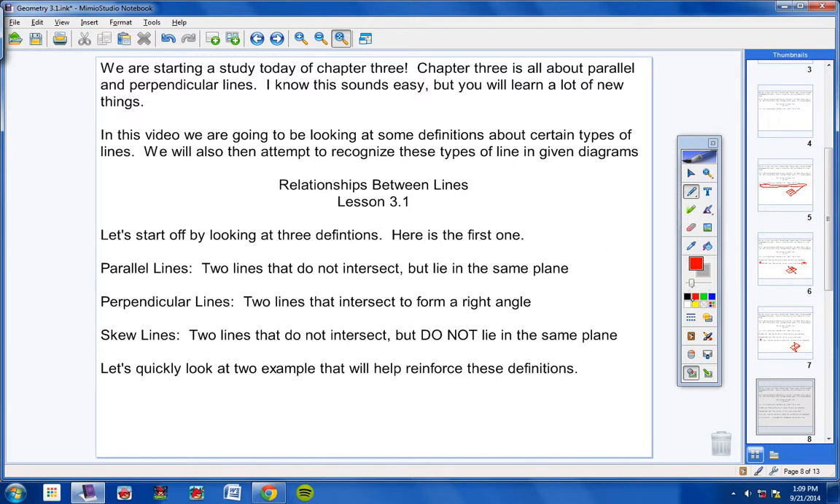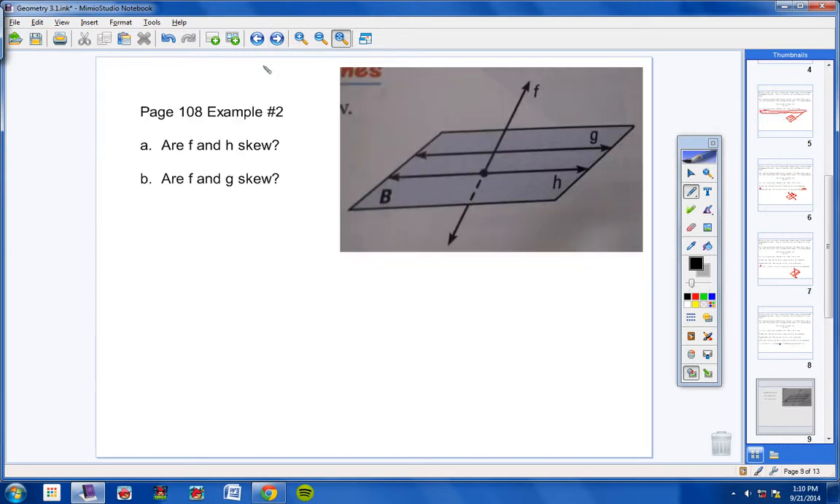Now let's quickly look at two examples that will help reinforce these definitions, okay? So please copy these in your notes. Now, instead of drawing the pictures down, just put in your notes page 108, example number 2, and then answer these two questions. If you want to take time and draw this picture here in your notes, feel free to. But to save time, I will just write in your notes page 108, example number 2, so that you know where the problem came from. And then let's answer these two questions.